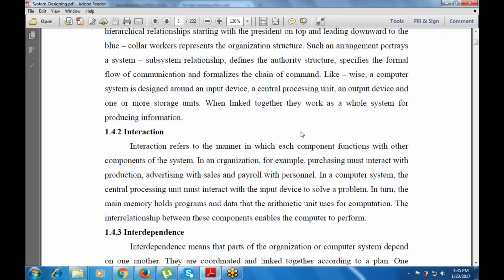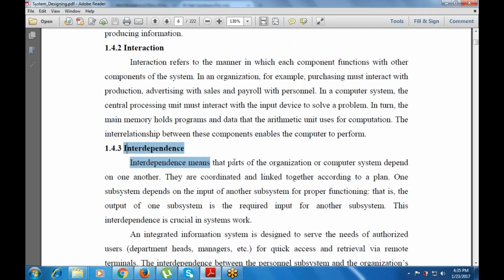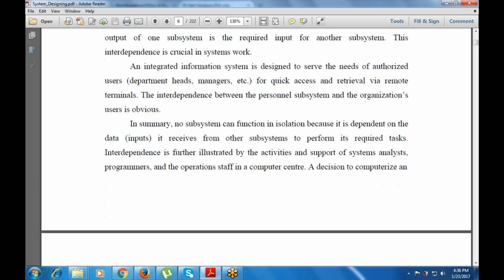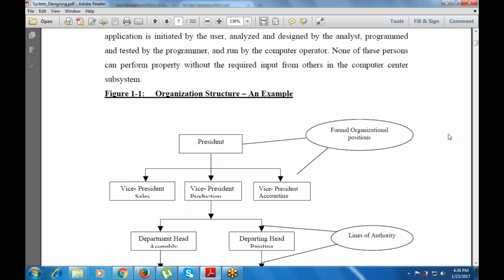When we talk about the computer system, the CPU must interact with all the input devices to solve a problem. There is also the control unit and arithmetic unit that are able to solve the problems. Then interdependence means the parts of an organization or system depend on one another. They are coordinated and linked together according to their plan. And this is one example.